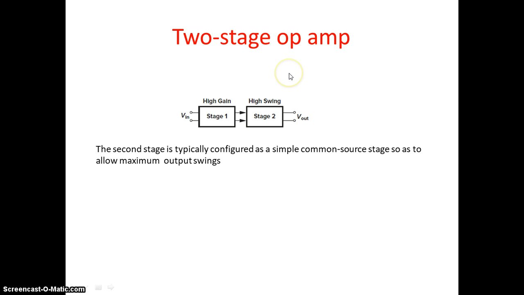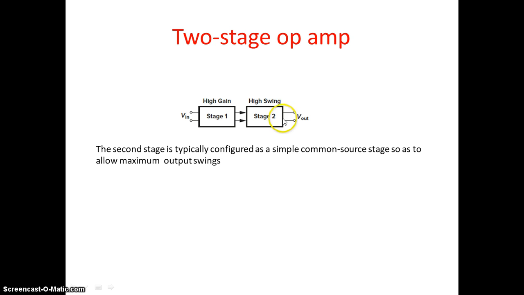Here we are going to have two amplifiers. In stage 1 we have one amplifier, and in stage 2 we have another amplifier. For example, you can consider that at stage 1 we can have a differential amplifier, and at stage 2 we can have a common source amplifier.